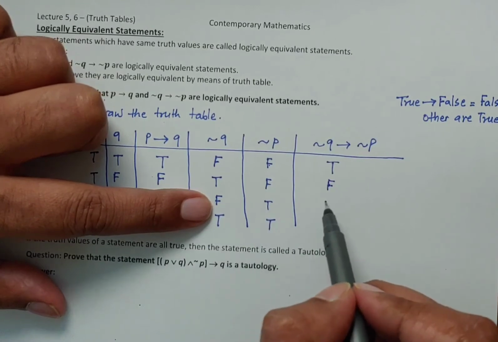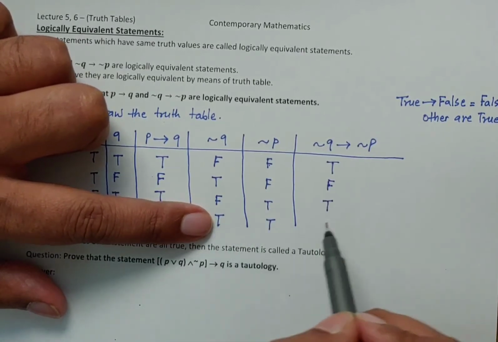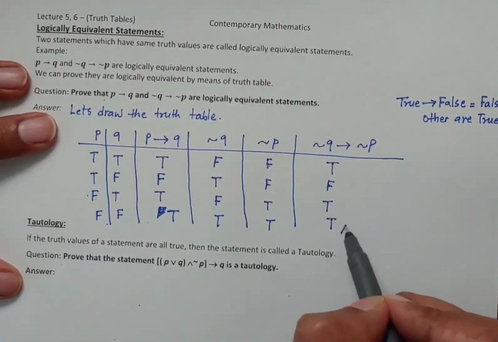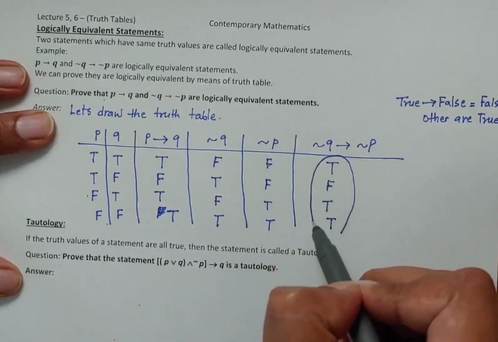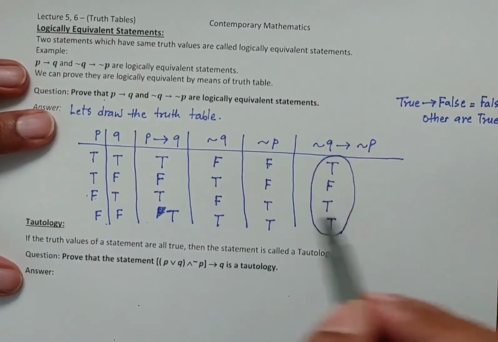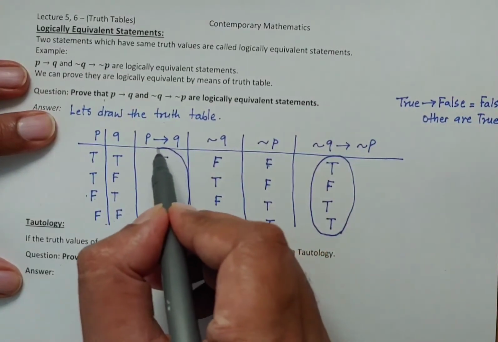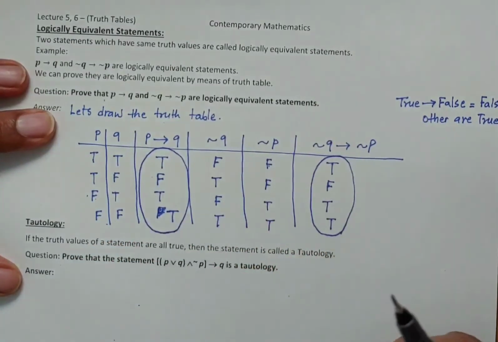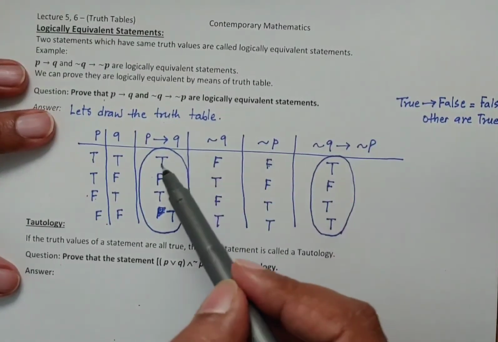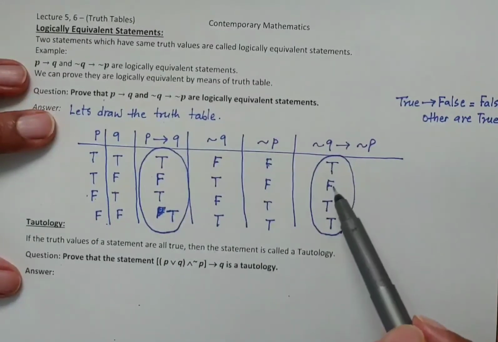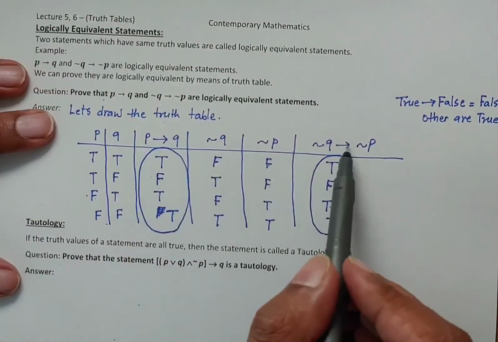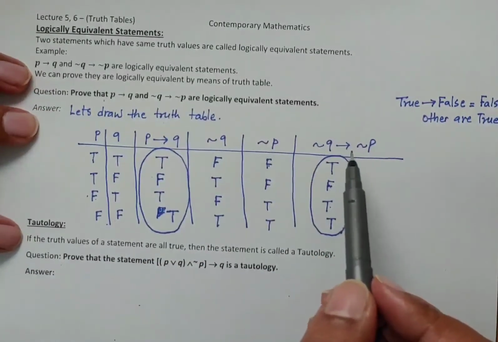False implies true is true. True implies true is true. Okay, so we got the truth values for negation of Q imply negation of P, which is this, and we got the truth values for P imply Q, which is this. Now look at these two things. You get the same thing. You get true, false, true, true, because these are same. This statement and this statement are logically equivalent statements.